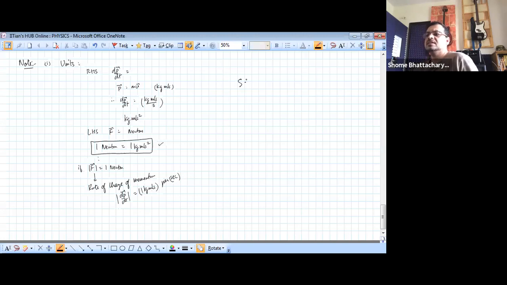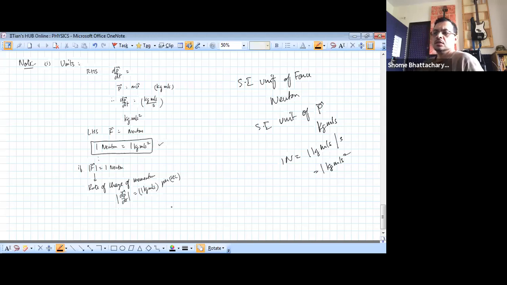So the SI unit of force is Newton, and the SI unit of momentum is kg meter per second. So 1 Newton equals 1 kg meter per second square. Right, so that is the relationship between the units on the left hand side and right hand side of the equation.